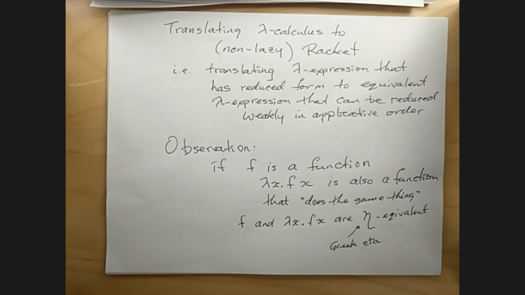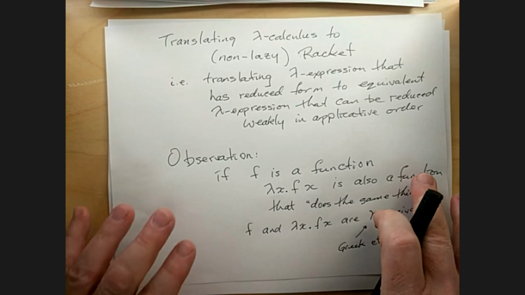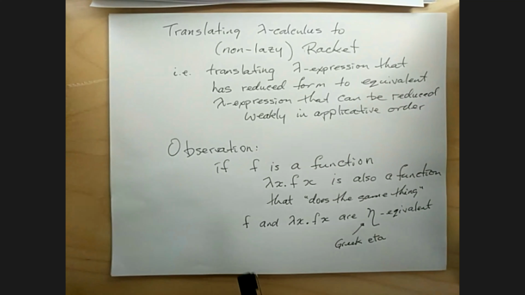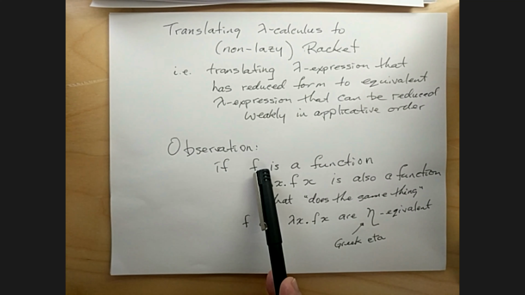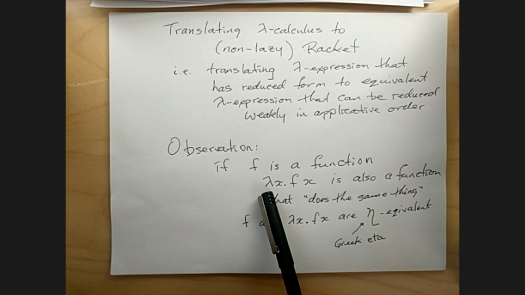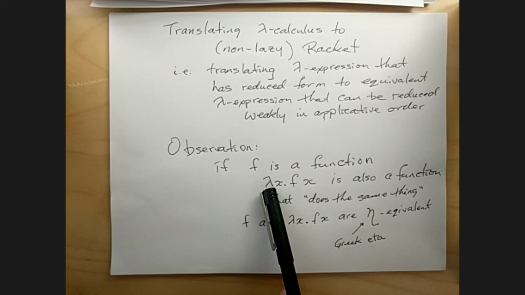Basically, what we can do is build promises wherever we need to build promises. And it all hinges on this particular observation. Let's suppose we have f, and we know that f is a function. Supposing we build a new function, lambda x dot f of x. Remember, everything in lambda calculus is curried. So if f is a function, we know it has exactly one parameter. Well, this is another function that has exactly one parameter.